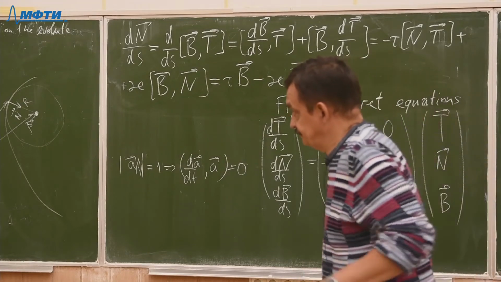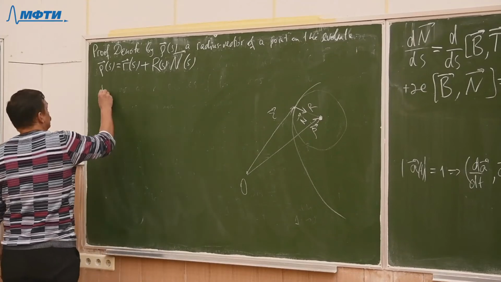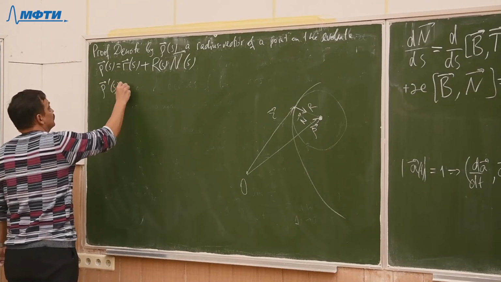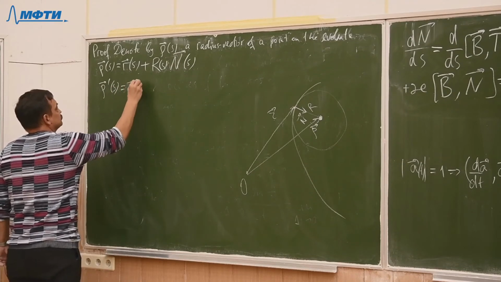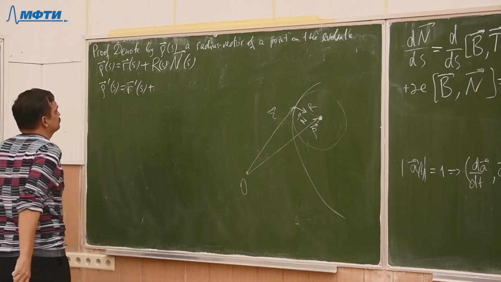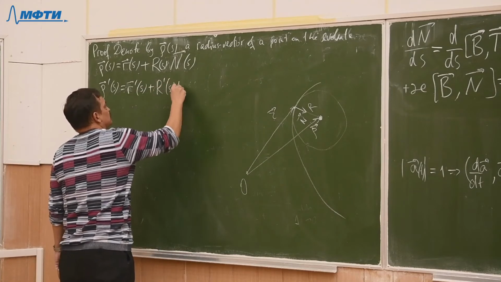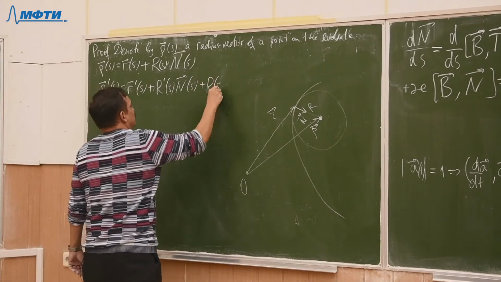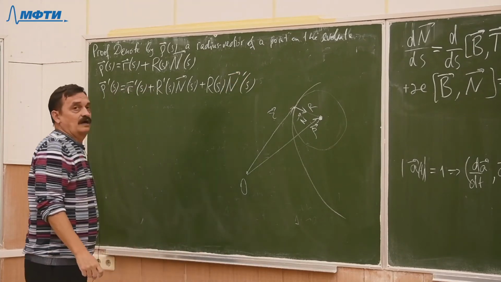Okay. Now, let's return to our theorem. So, what is rho prime? Let's differentiate. That is R prime plus R prime times n plus R of s times n prime.